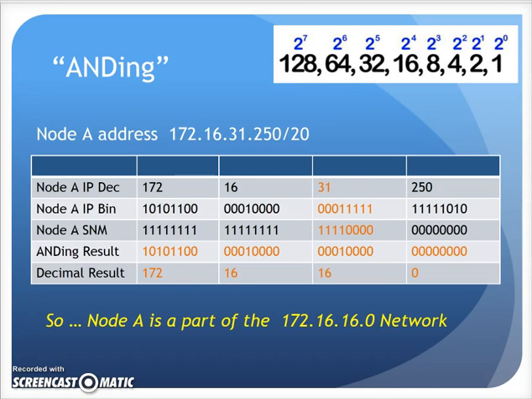So if I look at node A's address, 172.16.31.250/20, I take that IP address and write it out in binary, and again, this is what computers are doing. Here it is in binary, 172.16.31.250, and the subnet mask of /20. Okay, don't let that get you bent out of shape at this point. /20 means there are 20 bits in the subnet mask, 20 ones in the subnet mask.